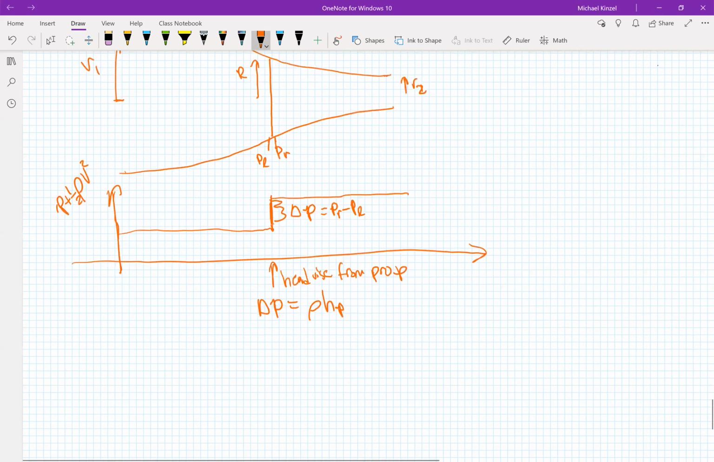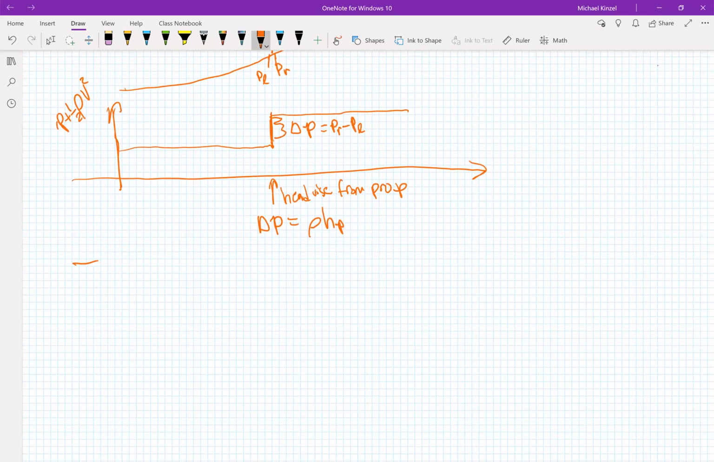So using this, we can also estimate another way to evaluate torque or thrust. Thrust is also approximately equal to the area of the disk times that pressure rise. You could say that this also equals the area of the disk times the head rise associated with this propeller.